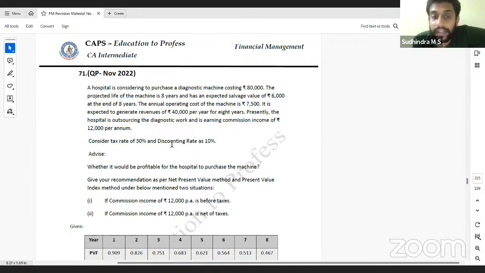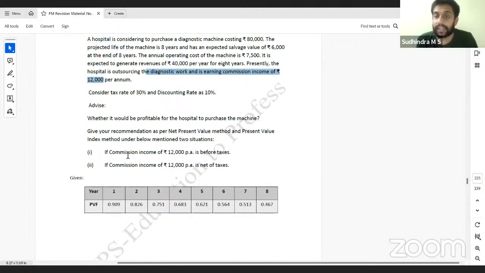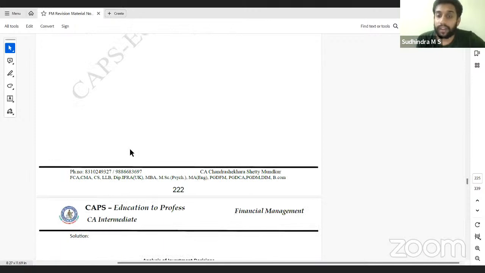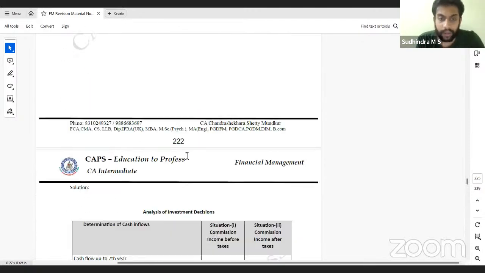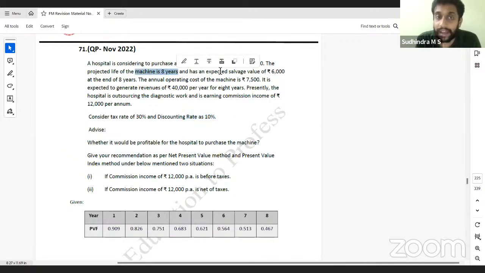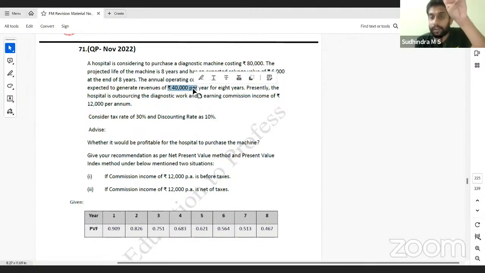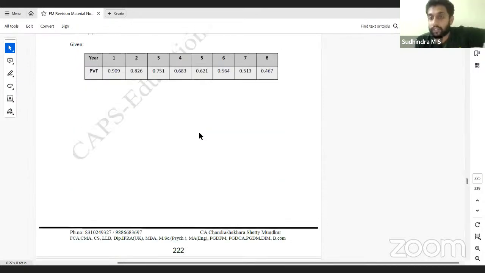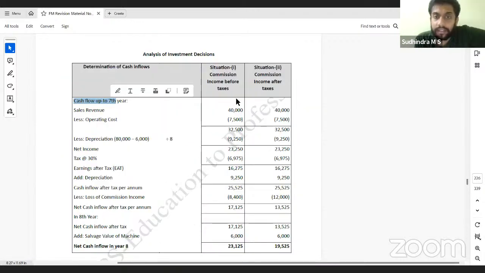Consider tax rate of 30%, discounting at 10%, whether it is profitable for the hospital to purchase the machine. That means they have to get an NPV more than their opportunity cost. Only then they can go ahead with that. Correct? So how do we do this? They have given a 10% discount rate. Okay, fine. The life is 8 years, with salvage value of 6,000 at the end of 8 years. That means for the first 7 years, I'll be getting 40,000 per annum. In the 8th year, along with this 40,000, I'll also get the 6,000. Correct? So up to 7 years, 40,000.